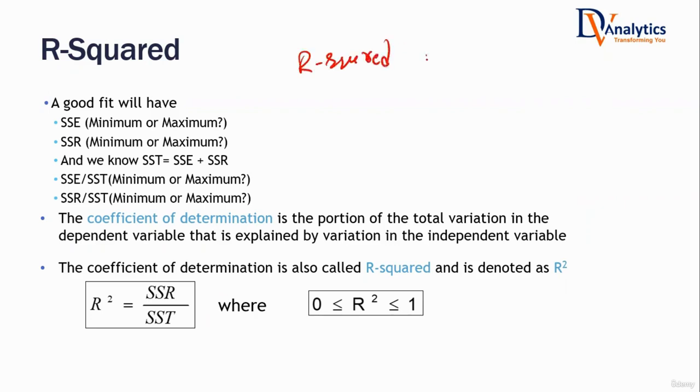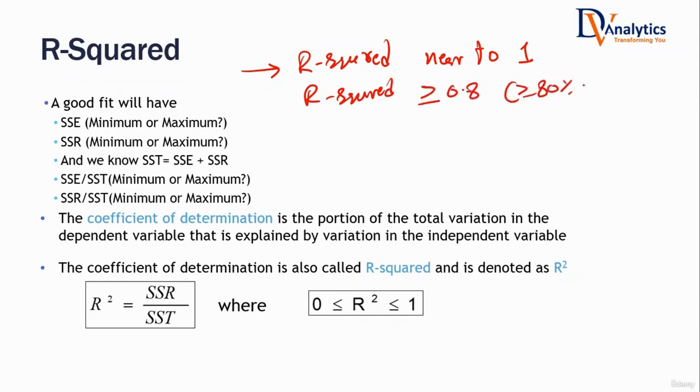R squared value should be near to 1. The general industry standard, the general practice, is that when you join a company and you are building a model, the general industry accepted norm is that R squared should be above 80%. At least above 80%, it should be there.